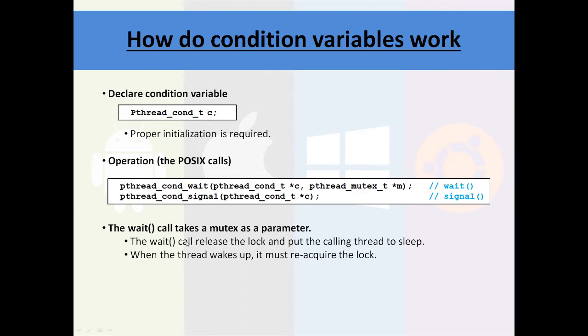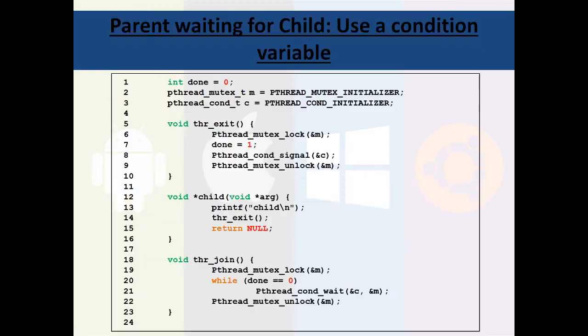And just to reiterate, what does the wait function do? Well, it takes a mutex as a parameter, so the lock. It releases the lock and puts the calling thread to sleep. The idea here is that when the thread wakes up again, it must reacquire the lock to be able to continue processing its critical sections.